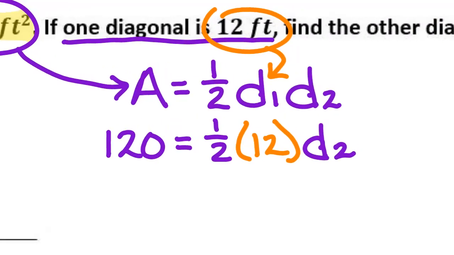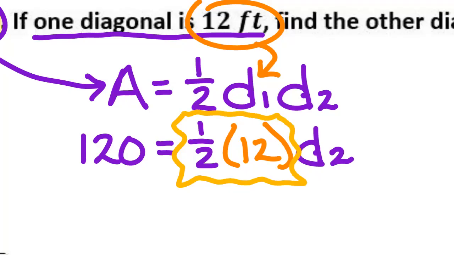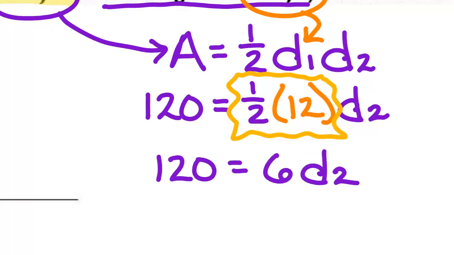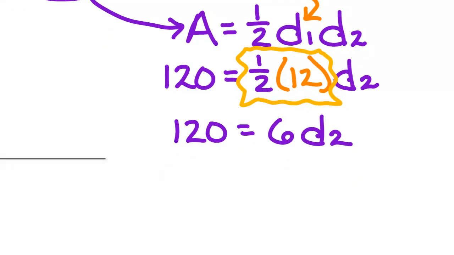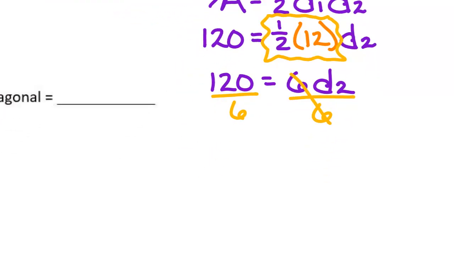I want to get rid of the 1/2. And a lot of times I would multiply both sides by 2 to get rid of the 1/2. But an easier thing to do here is to just find half of 12. 6. So I would have 120 equals 6 times diagonal 2. And then what? Divide by 6 on both sides. What is 120 divided by 6? What is it? It is 20. I couldn't hear you.